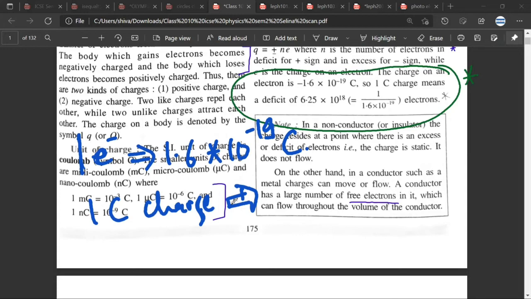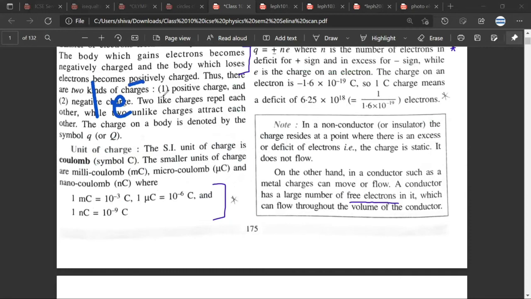1.6 into 10 raised to the power 19 electrons. Okay, let us take a simple example. If one electron had a charge of 1 by 4 coulomb and I need 1 coulomb, how many electrons do I require, Mr. Sibang? 4. 4. Is it making sense, Satya?